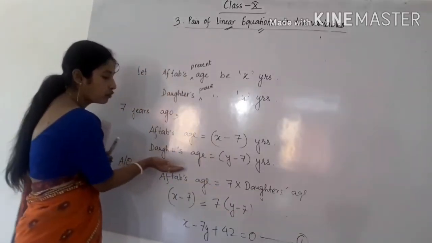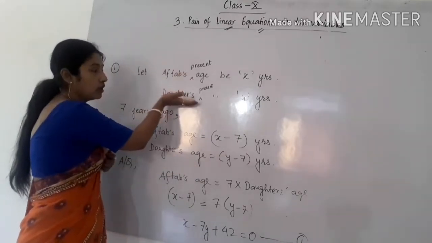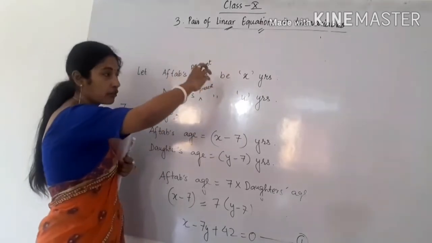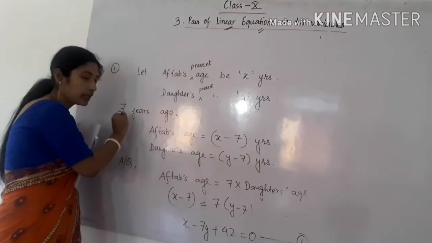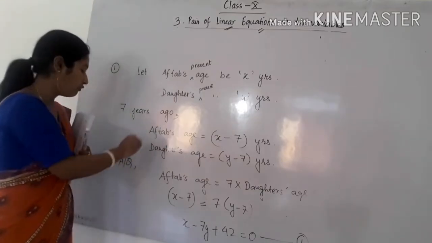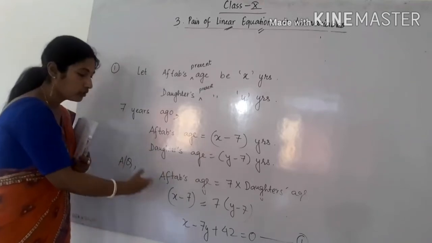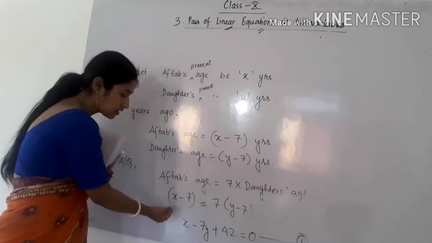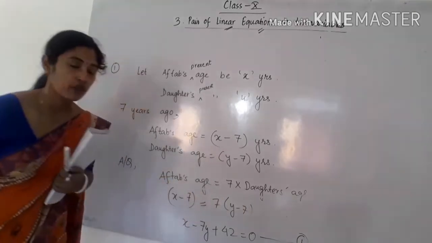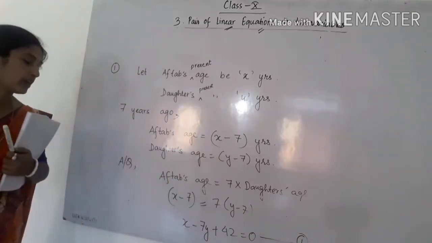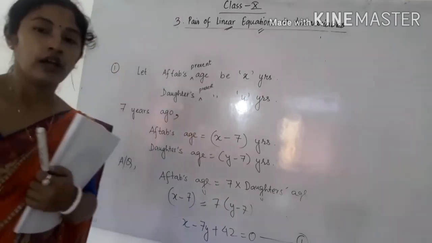But up to this you have to form by yourself by seeing the situation. First of all, you have to suppose the present ages of the two people, then write the condition for 7 years ago, then write the condition given in the question. So we conclude that Aftab's age, X minus 7, is 7 times, that means 7 into (Y minus 7). By simplifying this, we get the equation X minus 7Y plus 42 equal to 0. So this is the first linear equation we got.